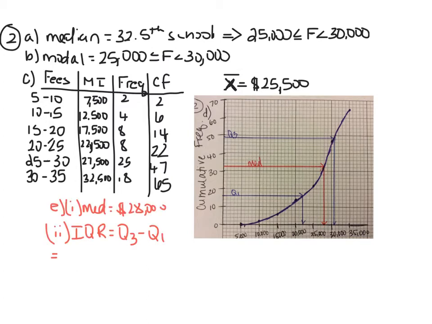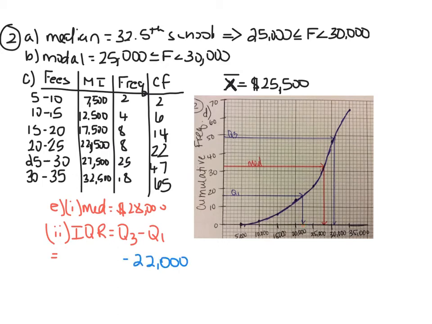Part E2 wants you to find your IQR, which is your Q3, your upper quartile, minus your Q1, your lower quartile. So your lower quartile, your Q1, occurs 25% of your way into your data. So if there's 65 data points, that would be after number 16.25. So right about there, I drew a horizontal line across, and then once it hit the graph, a vertical line down, and found that Q1 is about 22,000.